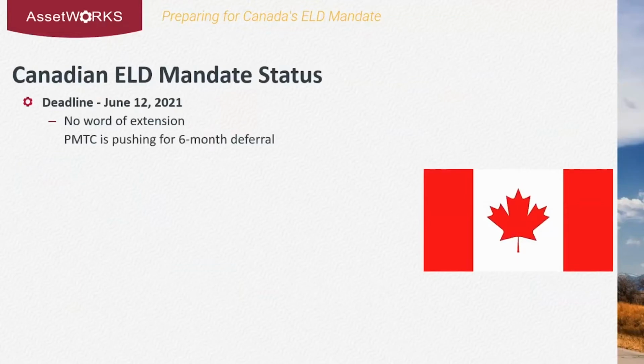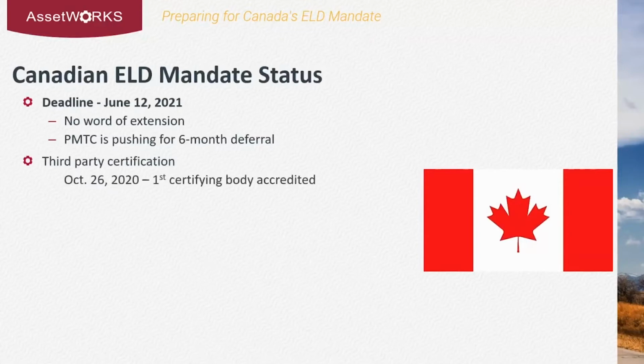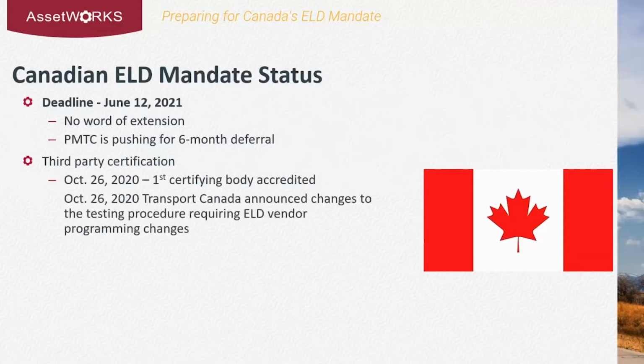I know the Private Motor Truck Council has been pushing for a 6-month deferral. And some of the rationale behind this: hey, we've known about this June 12th deadline for a couple of years now. The issue is third-party certification. A big difference between the Canadian ELD mandate and the U.S. mandate is that in Canada, there's going to be a formal third-party certification. So, a couple of key dates here. It wasn't until October 26th, 2020, that the first certifying body was actually accredited. So for us as a vendor, that was the first time we could actually bring our product to an accrediting body.